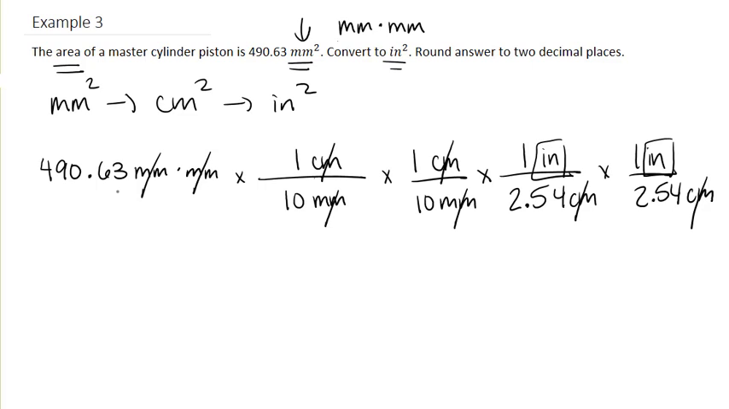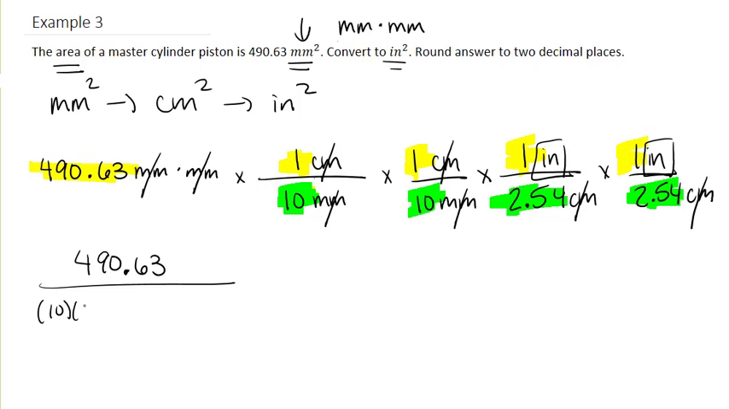So how we then multiply, we're going to multiply the top numbers, and then we need to multiply the bottom numbers together. So this becomes 490.63 times 1 times 1 times 1 times 1. So that just leaves us at 490.63. Then on the bottom we have 10 times 10 times 2.54 times 2.54. And this is now in inches squared.